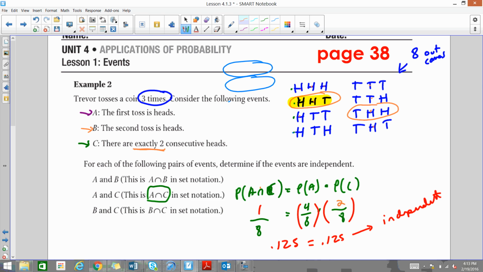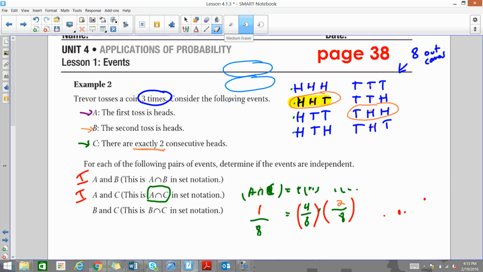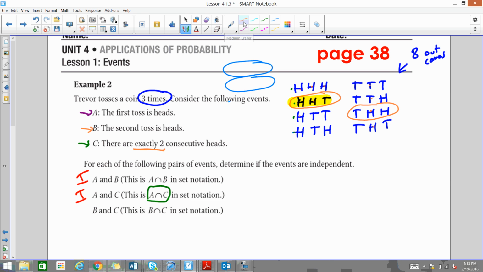So A and C, these are independent. The first one was independent, the second one is independent. Well, the third one must be independent, doesn't it? Well, we'll see. So I'm going to erase this, and we're going to try the last one. Let's try the last one now.